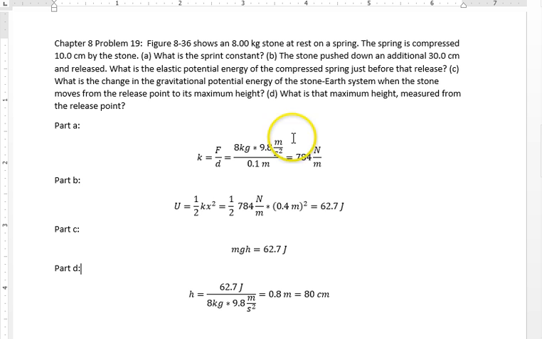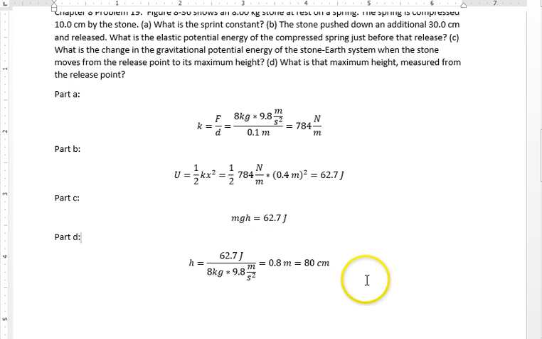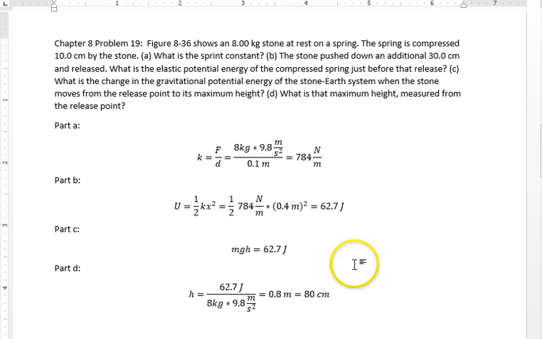And then they ask the last part, the part I've already plowed through on part C and answered, part D, what is that height measured from the release point? And it is 80 centimeters. And that is it for problem 19.